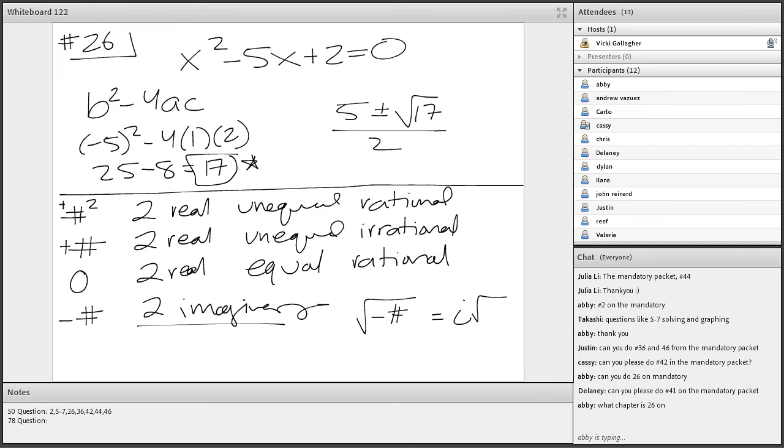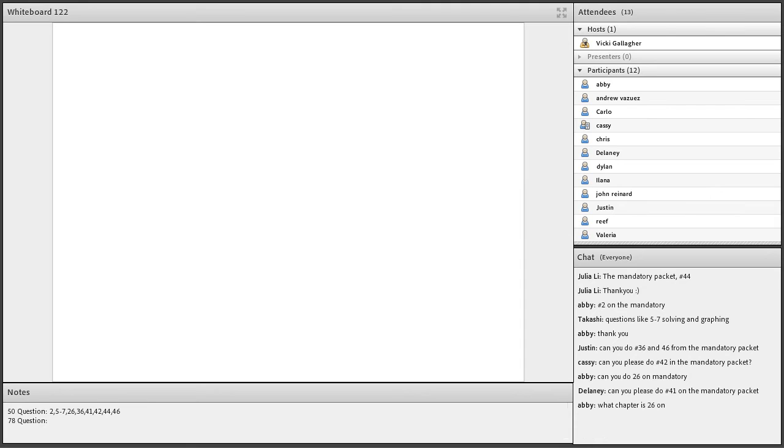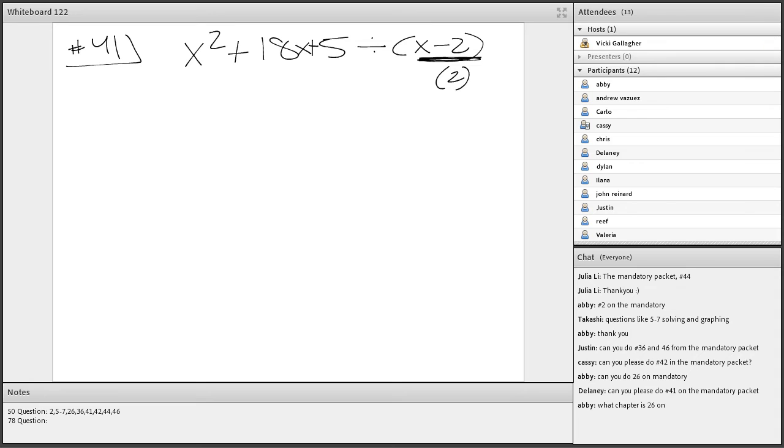All right, next there was a request for 41. So again, there's a couple different ways that you can do number 41. It just wants to know what the remainder is. So you can use the remainder theorem. The remainder theorem says take the opposite of the number and plug it in to the problem. So 2 squared plus 18 times 2 plus 5.